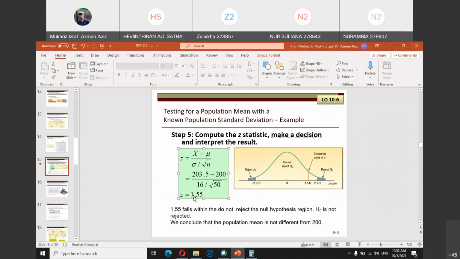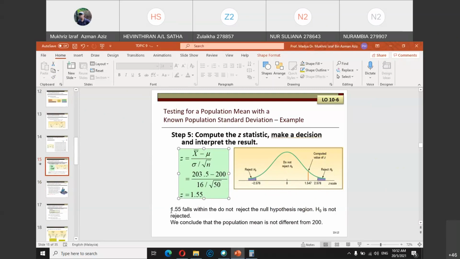Or let's say this value is negative 2.8, for example. Okay, this value must be smaller than 200, of course. But if you get Z to be less than, let's say Z is negative 2.8, meaning it is inside this area, you are going to reject as well. But here in this example, Z is 1.55, which is smaller than the critical value, or in other words, it is outside the area of rejection.